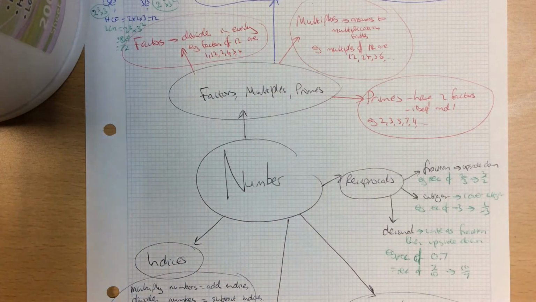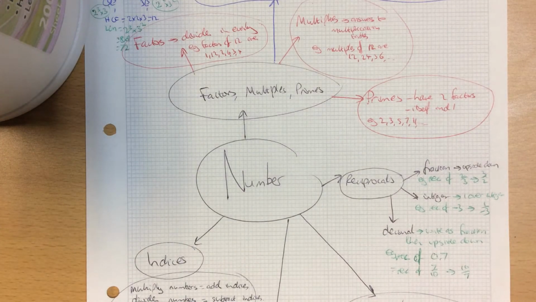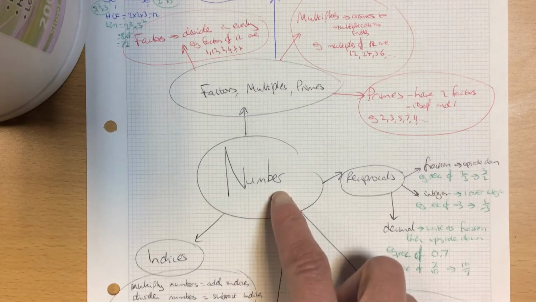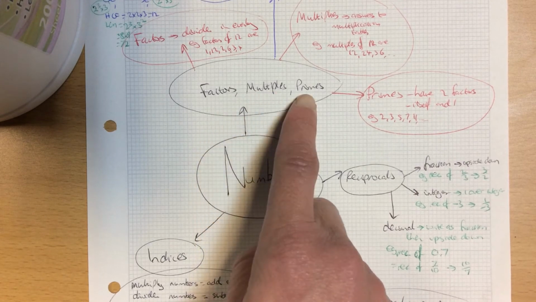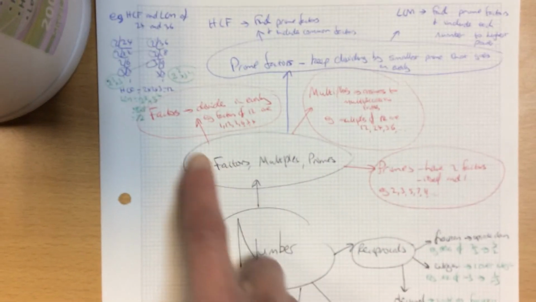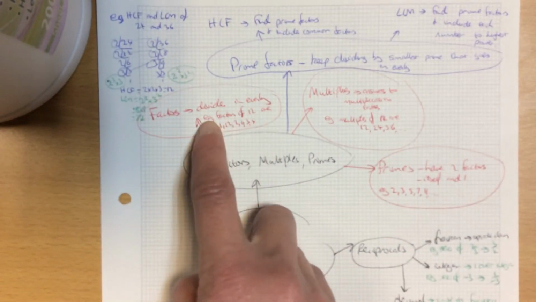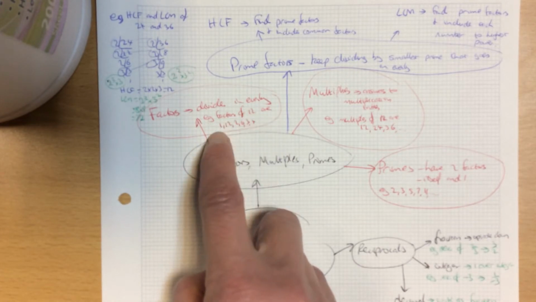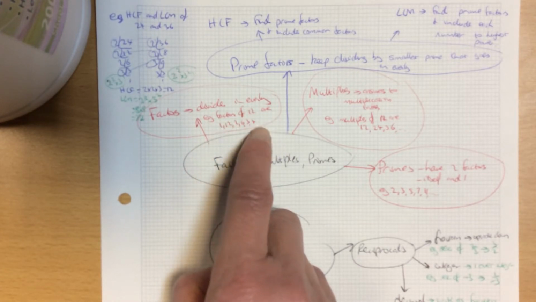Okay, everyone, I'm just going to talk you through your number bubble diagrams. Now, we actually have 4 of these to look through. So I'll go through the first one, the number. Factors, multiples, and primes. A factor divides in evenly. So, for example, factors of 12 are 1 and 12, 2 and 6, 3 and 4.